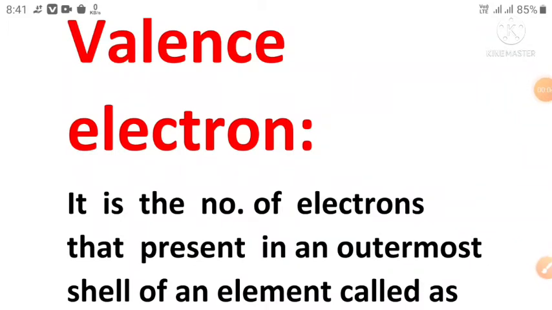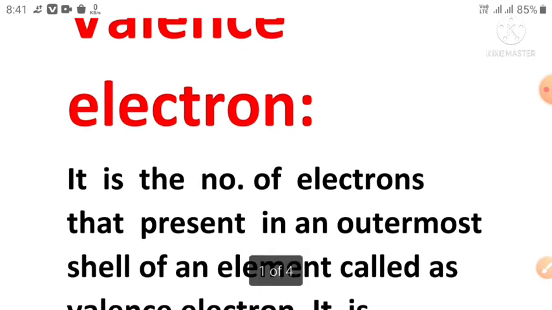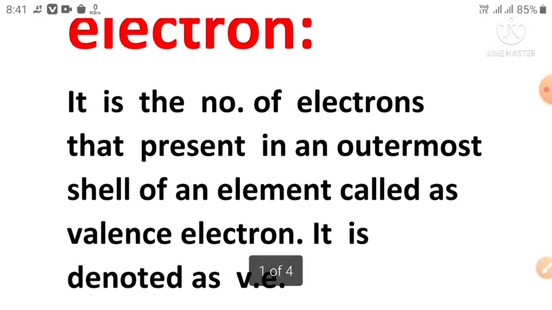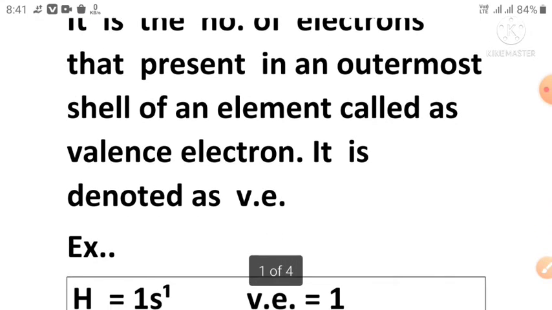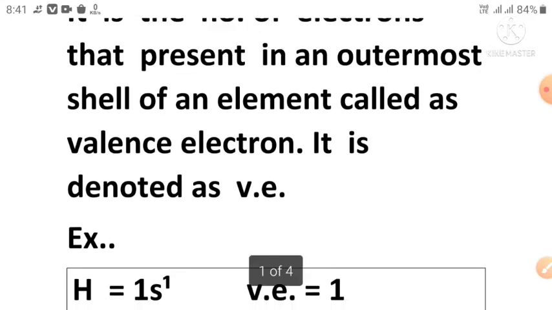Today I am going to discuss the topic valence electron. First, we have to know what valence electron is. It is the number of electrons present in the outermost shell of an element. It is denoted as VE, that means valence electron. It is shortly described.